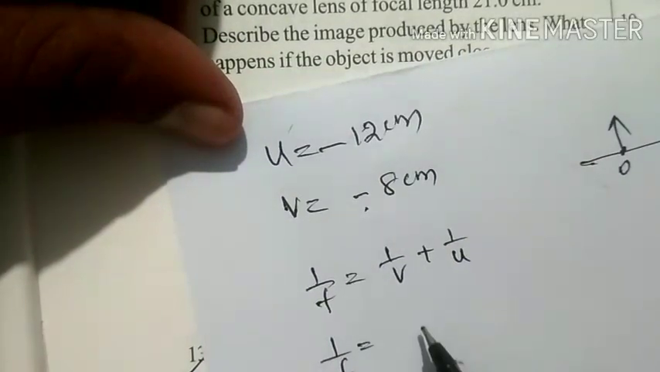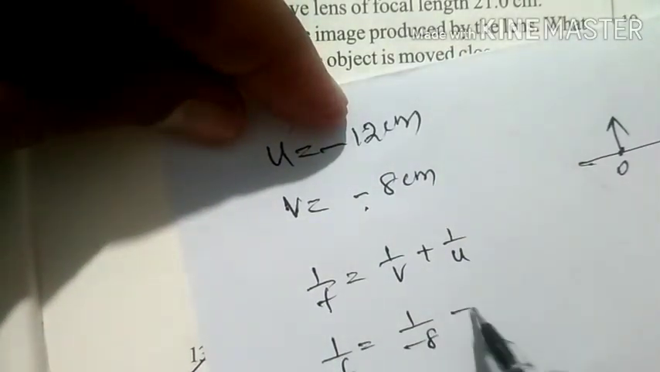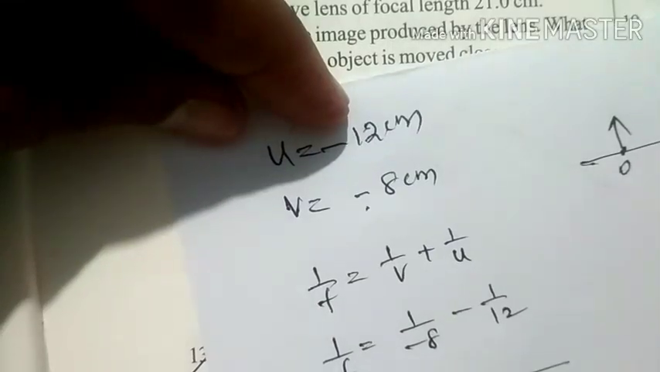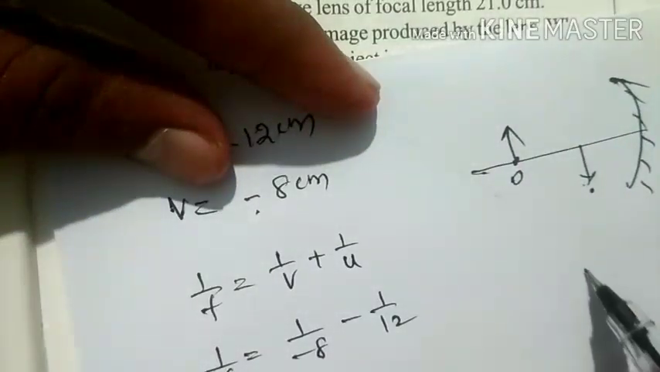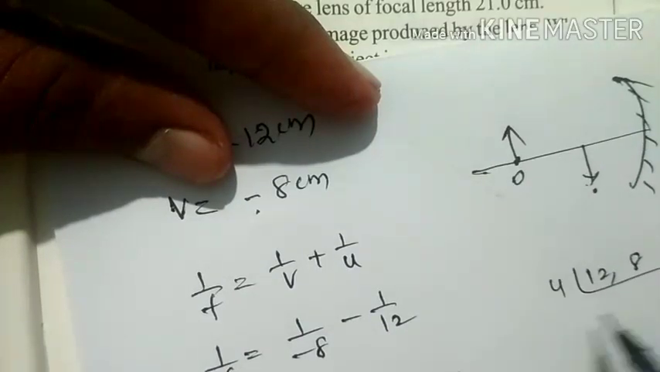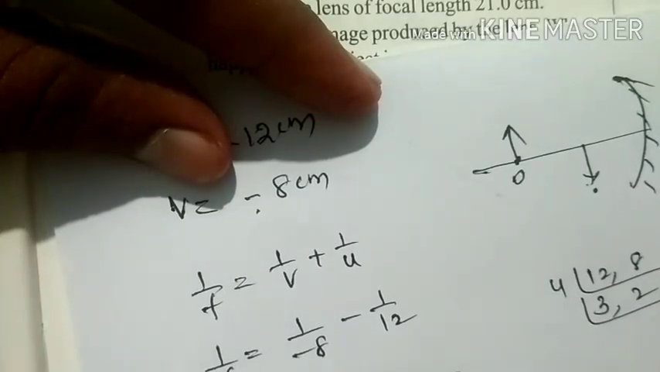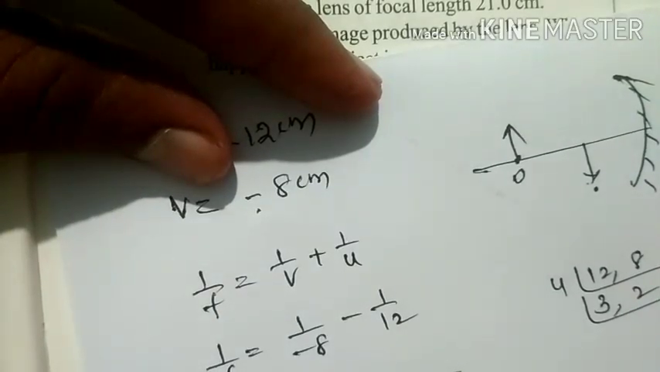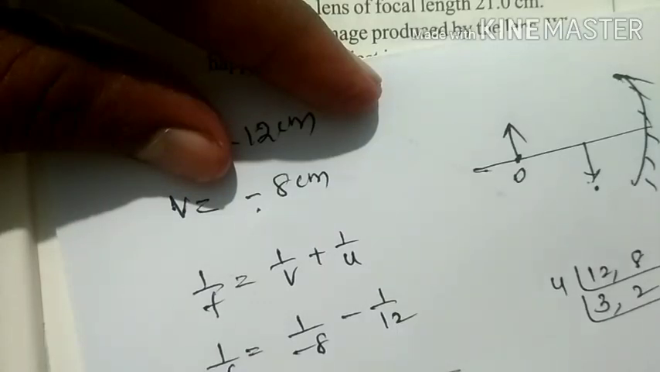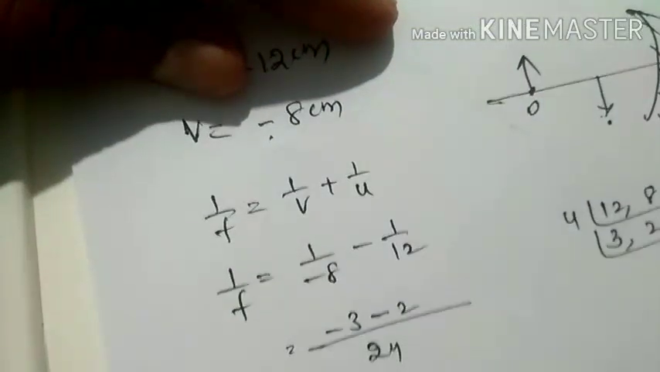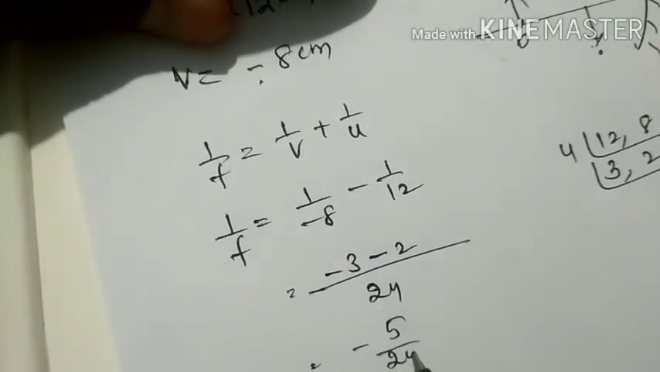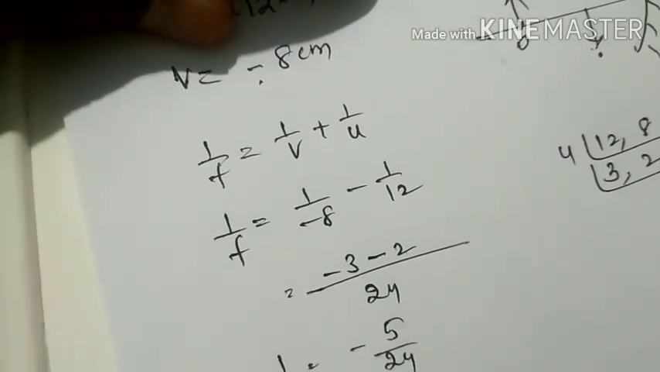1 by f is equal to 1 by v plus 1 by u. So 1 by f is 1 by 8 minus 1 by 12. The LCM of 12 and 8 is 24, so it is minus 3 over 24 plus 2 over 24... so the answer is minus 5 by 24. 1 by f equal to minus 5 by 24.